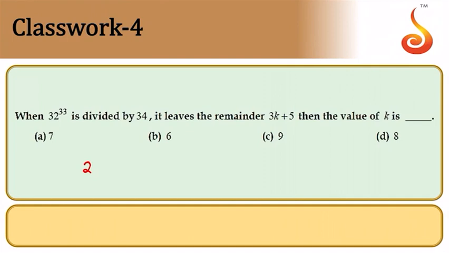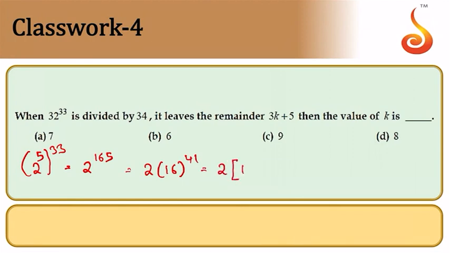Example 4. If 32 to the power 33 is divided by 34, then it leaves a remainder 3k plus 5. Then the value of k is. It's a good problem again. So this can be written as 2 to the power 165, which is 2 to the power 5 whole to the power 33, 5 times 33 is 165. This can be written as 2 into 16 to the power 41.